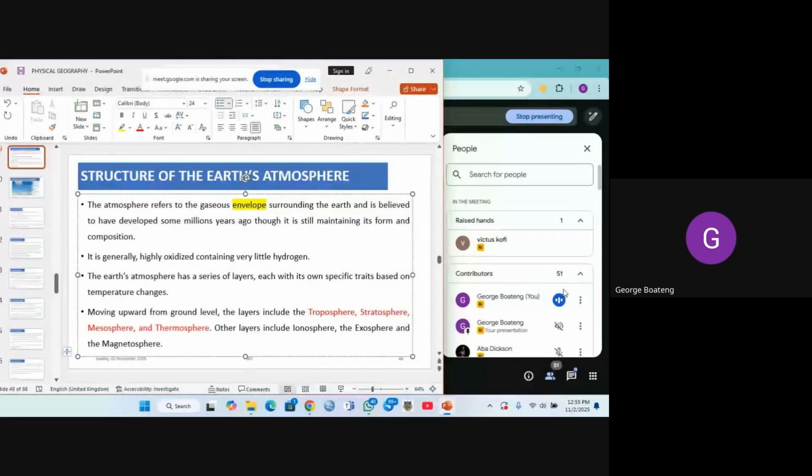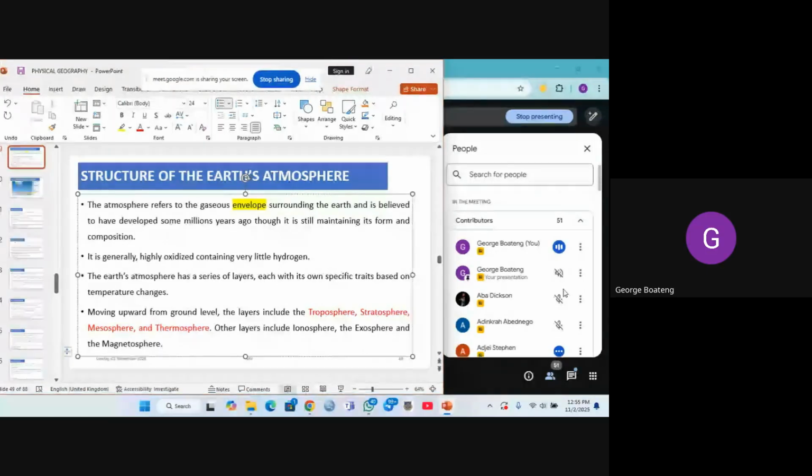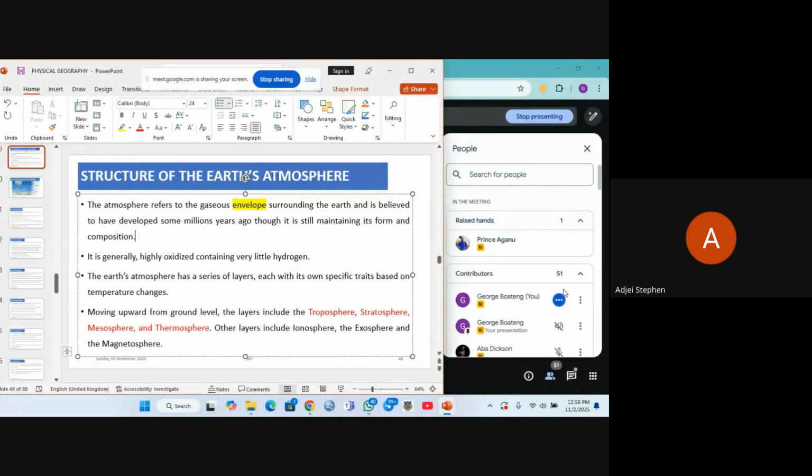We call them troposphere, stratosphere, mesosphere, thermosphere. Never say "thermosphere" as if it were a thermometer. Now, we are not saying these are the only layers that we have in the atmosphere, but the major ones are these four.